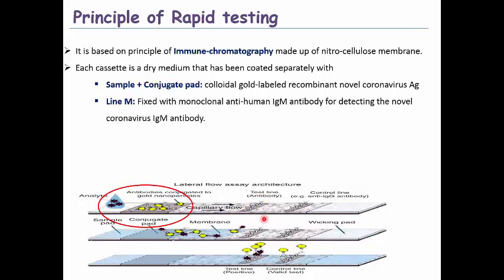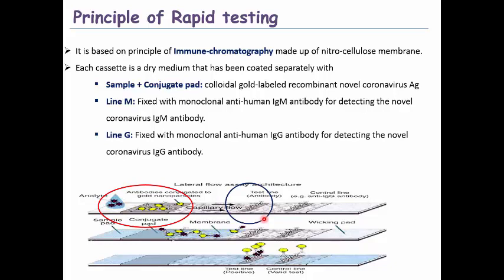If the kit is detecting both IgG and IgM, there is a second line for the IgG, which is fixed with the monoclonal anti-human IgG antibody. Line M was fixed with the IgM, whereas line G is fixed with the antibody IgG, and when this sample comes across this line and if it contains IgG, it will bind to that particular antibody and produce the color. And lastly, the control line, which is fixed with the generalized anti-mouse antibody.